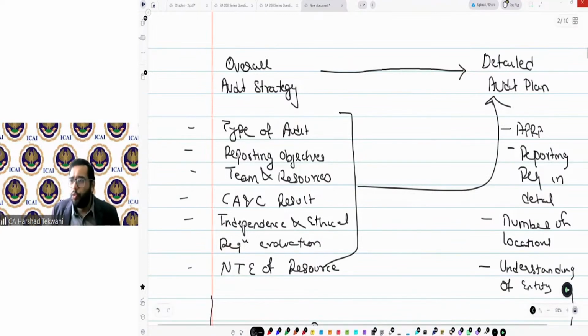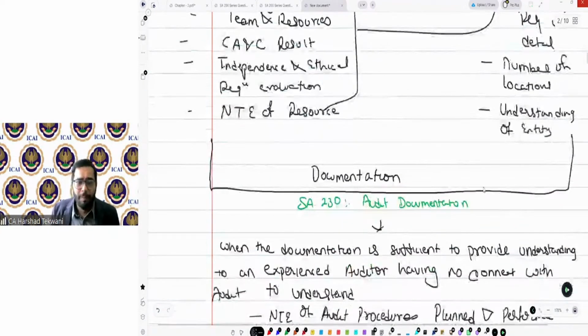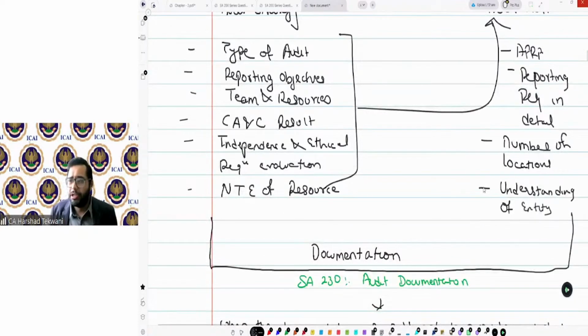Then you have to consider to what extent you will be relying upon the component auditors, to what extent you will use the information and evidence provided by the service organization that we just saw in SA 402. How much we will rely upon the evidence obtained from previous year audits, and how much we will rely upon the automated controls or IT systems.